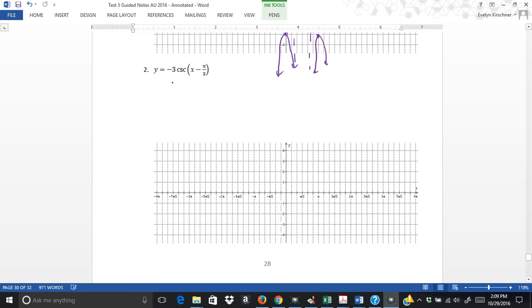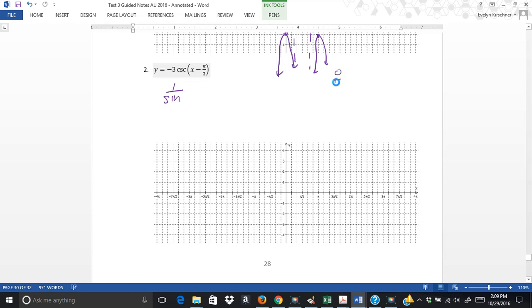All right, so I want to graph the cosecant. Remember, cosecant is 1 over sine. We have a reflection over the x-axis here with a negative, a stretch of 3, and I also have a phase shift here. So first thing I'll do is I want to set off what my original points were.